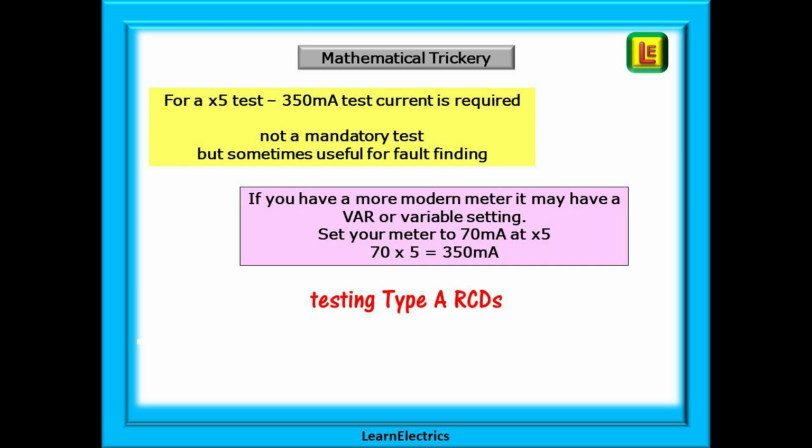For a times 5 test, a 350 milliamp test current is required. This is not a mandatory test, but sometimes useful for fault finding. If you have a more modern meter, it may have a VAR or variable setting. You can set your meter to 70 milliamps at times 5, and 70 times 5 is 350 milliamps.